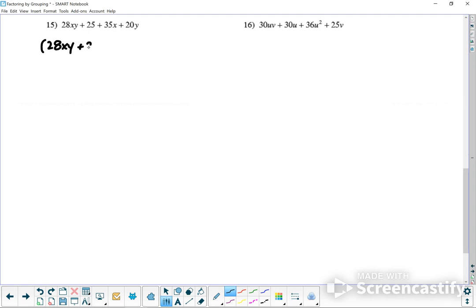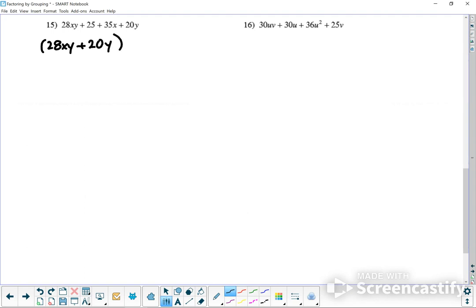28xy plus 25. I'm thinking 28 and 25 don't have anything in common, so I'm not going to use those, because it's a fail from here. Okay, 28 is even. You can divide by 4 and 7 and 2s, but 25 you can only divide by 5. So I don't think that's going to work. So I'm going to go ahead and group the 25 with the 35. Okay, so I'm actually going to add 28xy with a positive 20y. So we'll see how that goes.